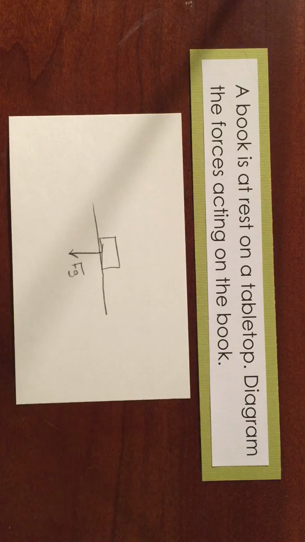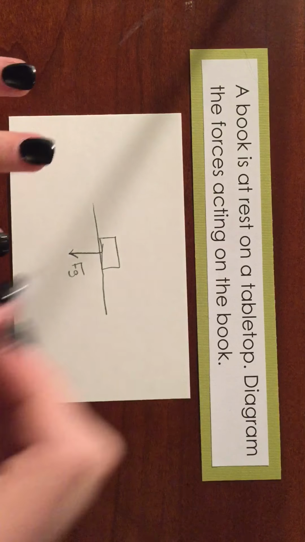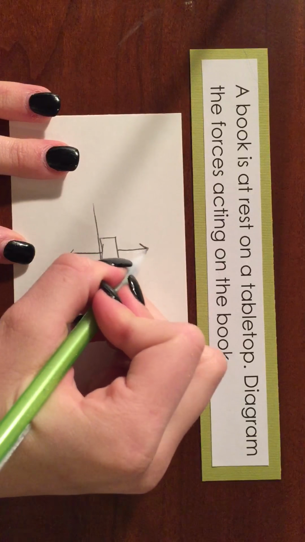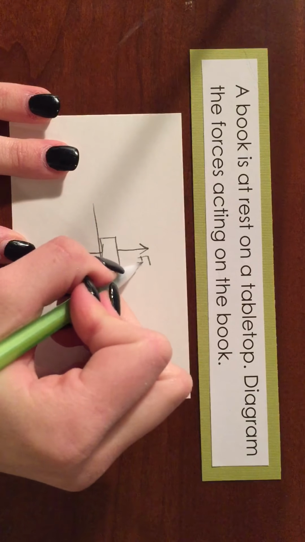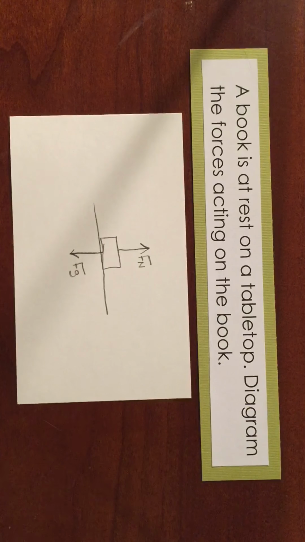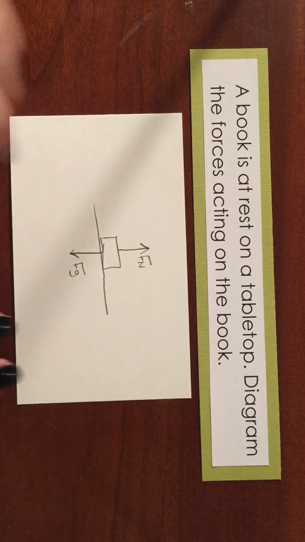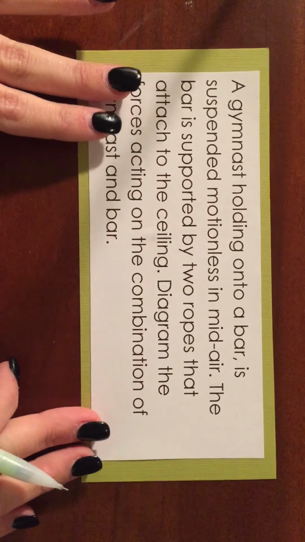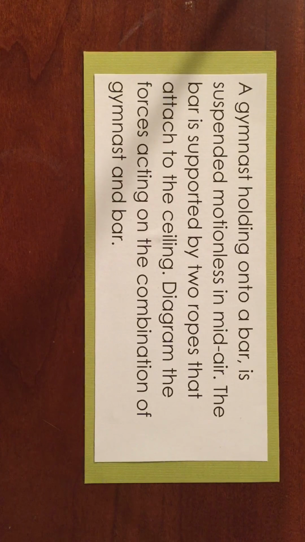Force normal, this is a force between two objects, and the force is on a surface. So we draw an arrow parallel to the surface and label it force of normal. No force of tension because I don't see any strings, and no force of friction because nothing is applying force onto this object. So this would be our force diagram. In our second problem, it reads, a gymnast holding onto a bar is suspended motionless in midair. The bar is supported by two ropes that attach to the ceiling.